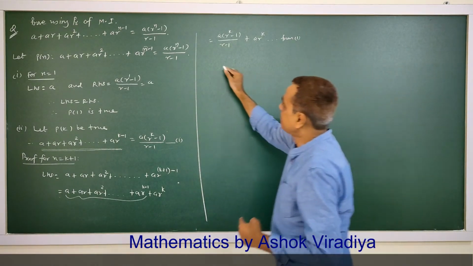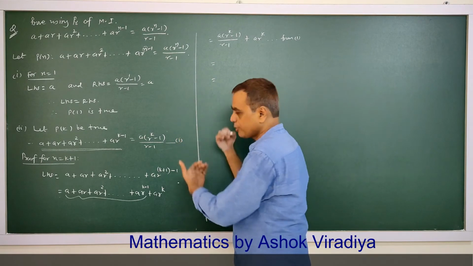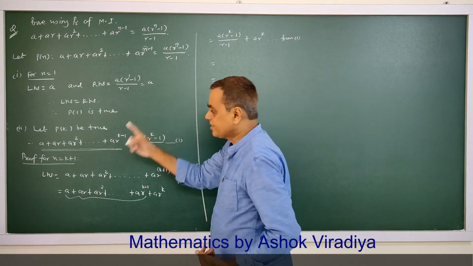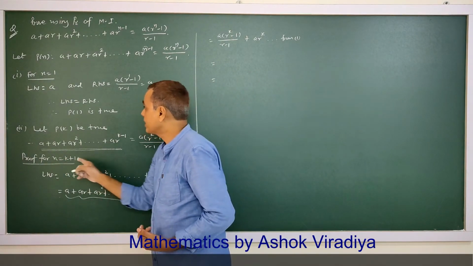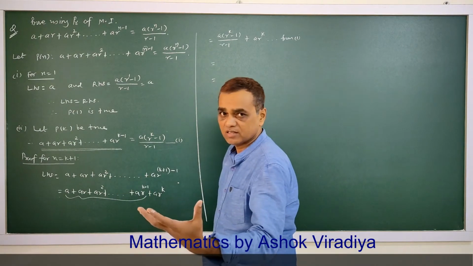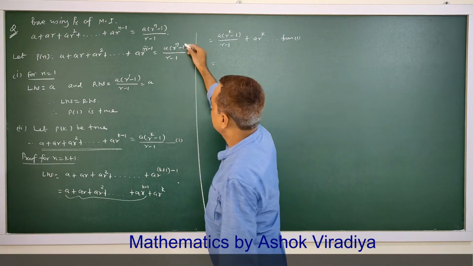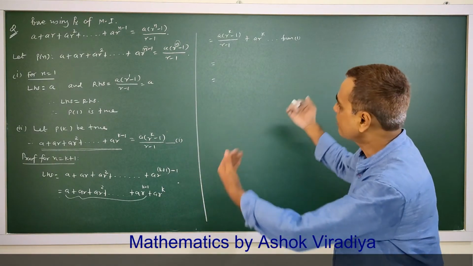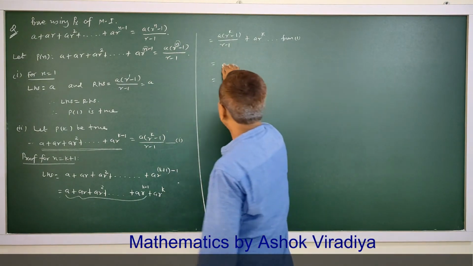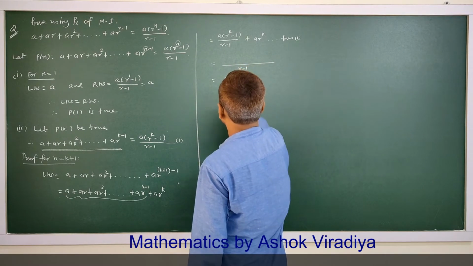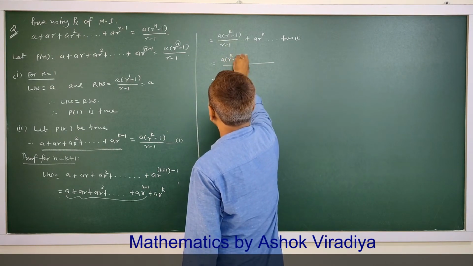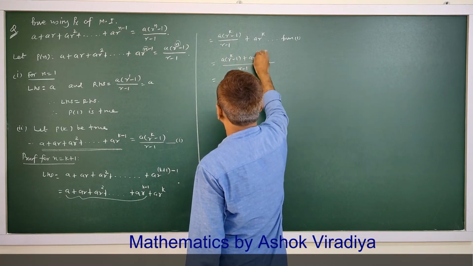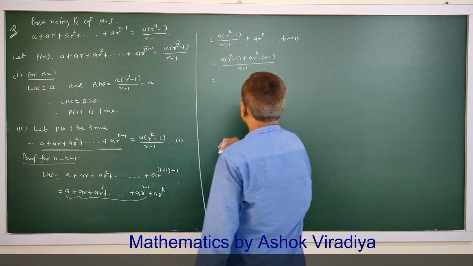Now we are simplifying this and going to derive the right hand side for n equal to K plus 1. So we want RHS with here K plus 1. So simplifying accordingly, here LCM is R minus 1. So A into R raised to K minus 1, R minus 1.